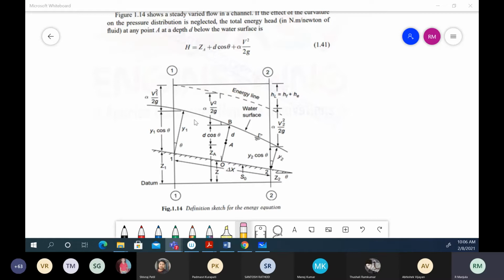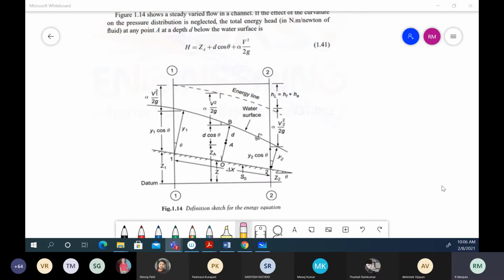as you can see, the gradual variation of flow from y1 to y2. Since there is a difference in the depth of the flow, it's a gradually varied flow. So we have seen the uniform flow; non-uniform flow can be of two types: one is gradually varied flow, another is rapidly varied flow. In gradually varied flow, the depth is gradually varying over the length of the channel.